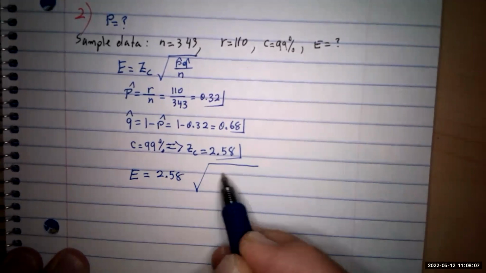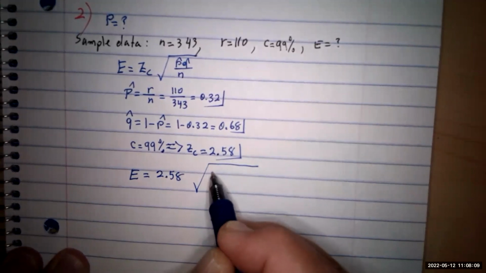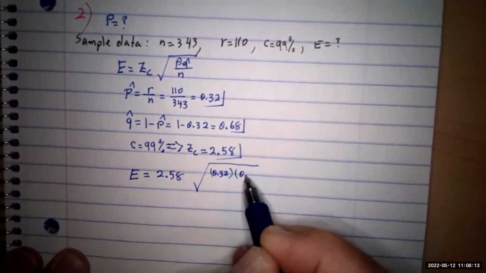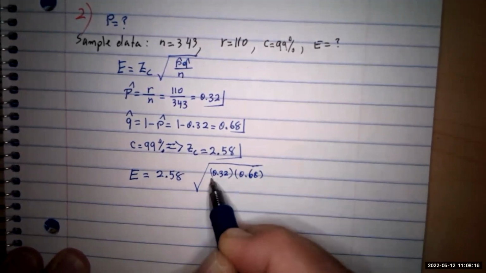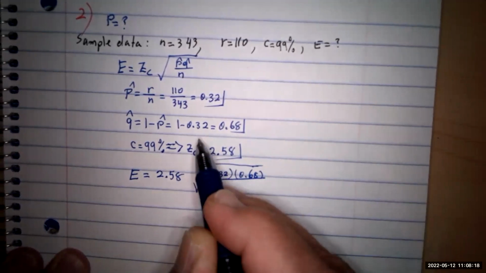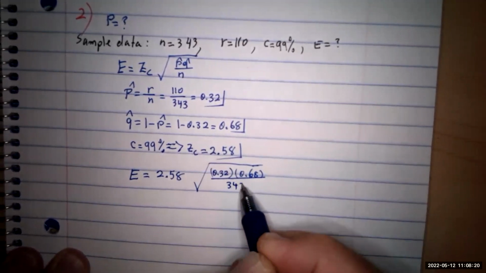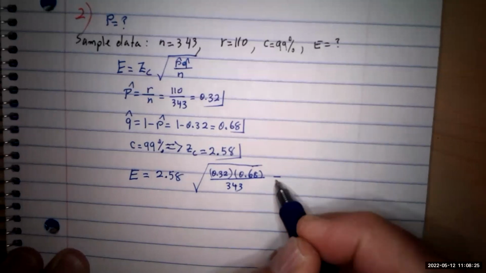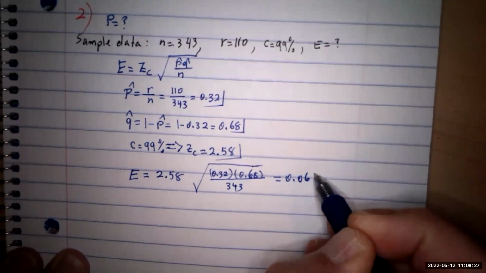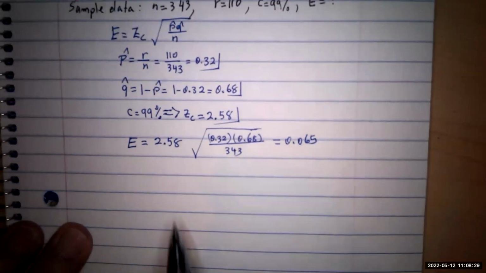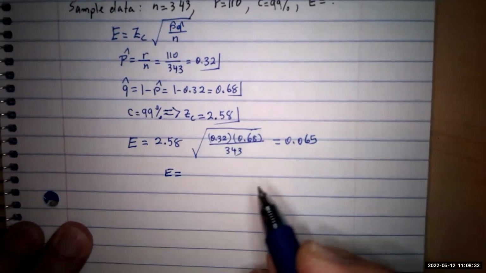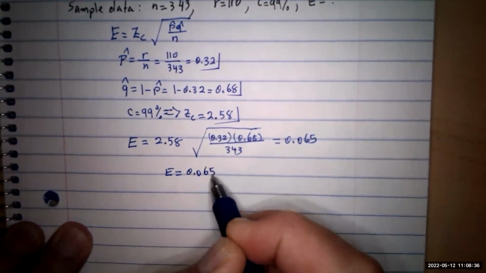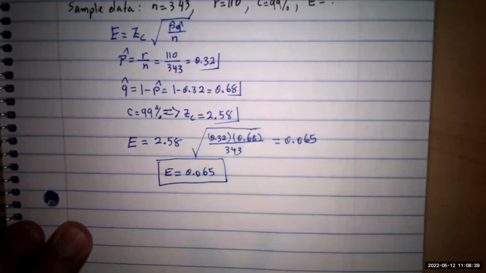Okay, the E is equal to 2.58 times the square root of, on the top, P hat Q hat, which is 0.32 times 0.68, then you divide it by the total size, which is 343. If you check this one with your calculator, you get the same number, 0.065, 6.5%. So the E is equal to 0.065. That's going to be the E, the margin of error.